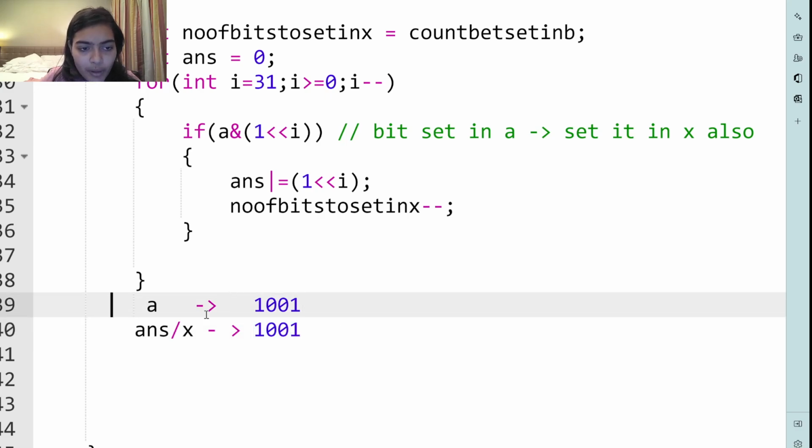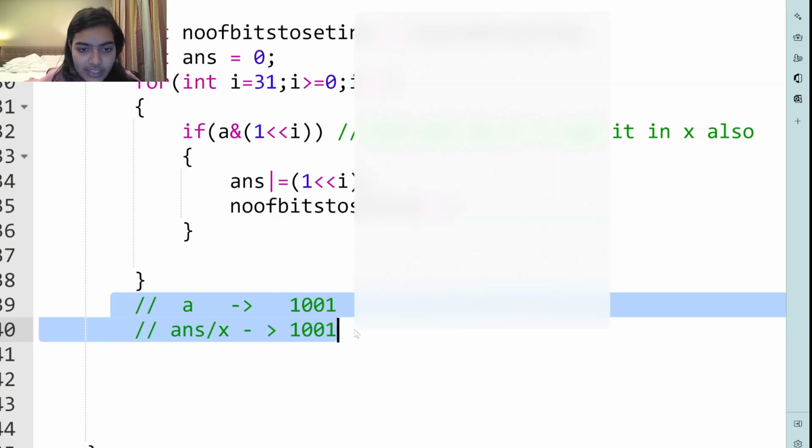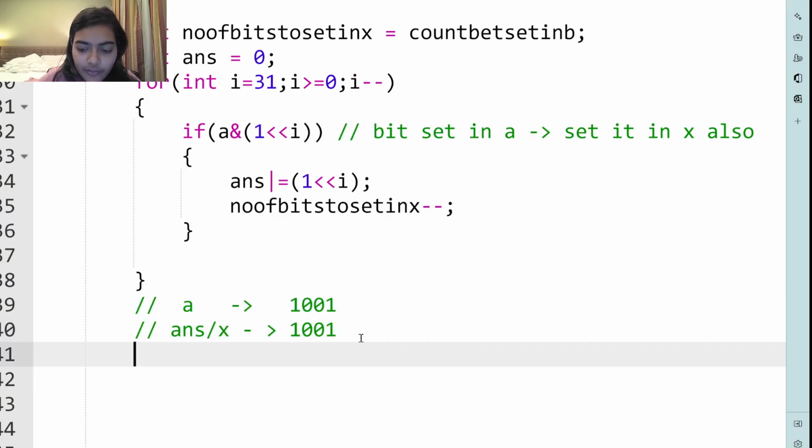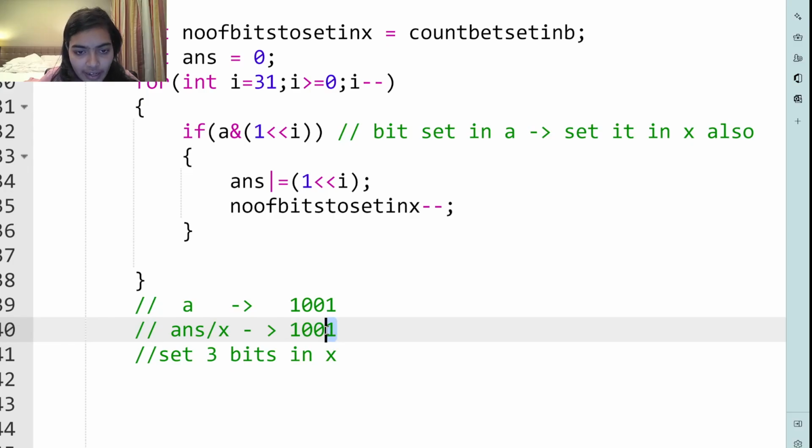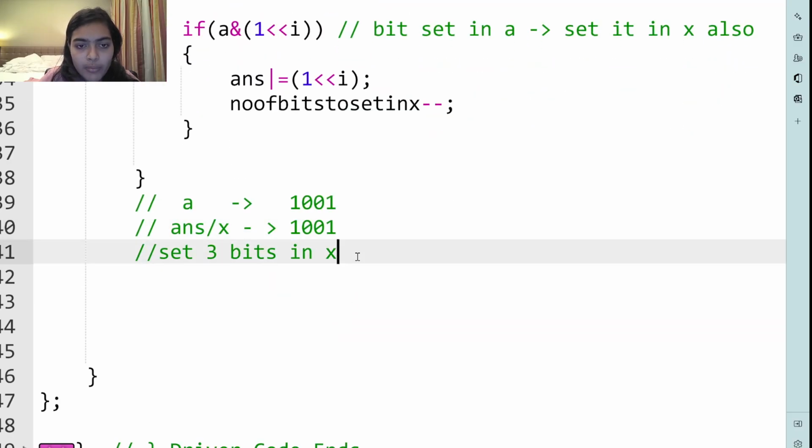But what is the problem? The problem with this approach is I have to set 3 bits in x, but I have set only 2 bits in x till now. Why do I have to set 3 bits in x? Because there were 3 bits in b, right?